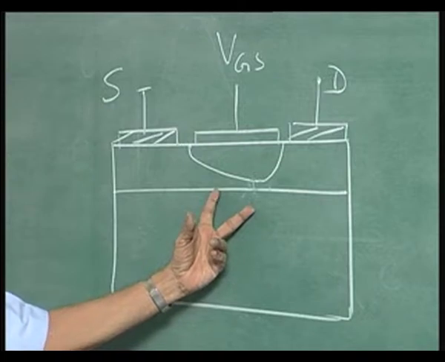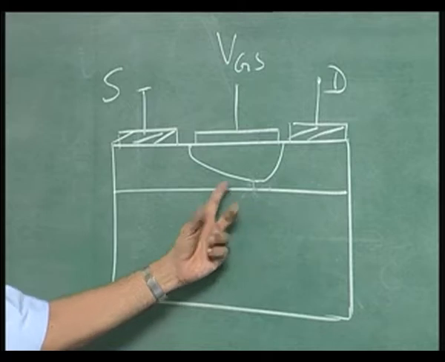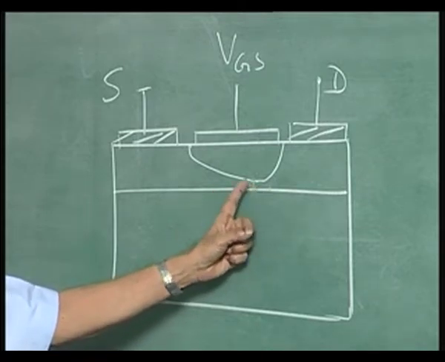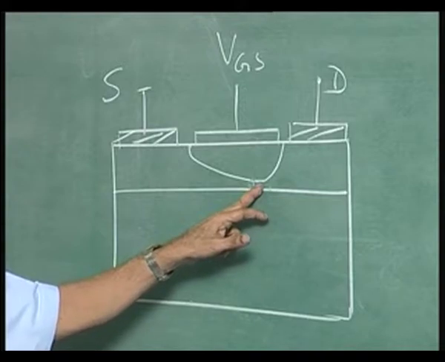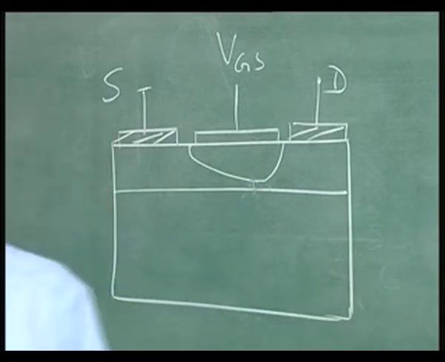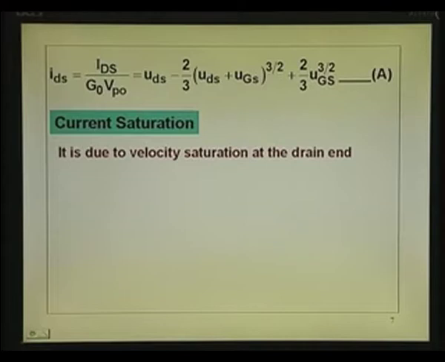I have both the IDS and UDS, both are unknowns. I write another equation here. How do you write the current? Because here the velocity is not given by this, that is given by velocity saturation. So, what we do now is write the current at the drain end. It is due to the velocity saturation at the drain end.